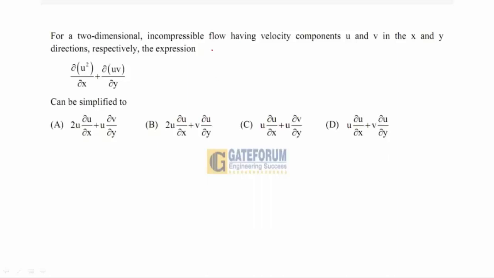Yes, my dear friends, again this question has been asked in GATE 2021, in set 2, having weightage of 2 marks. And yes, this is a question of fluid mechanics, or you can say from fluid kinematics.